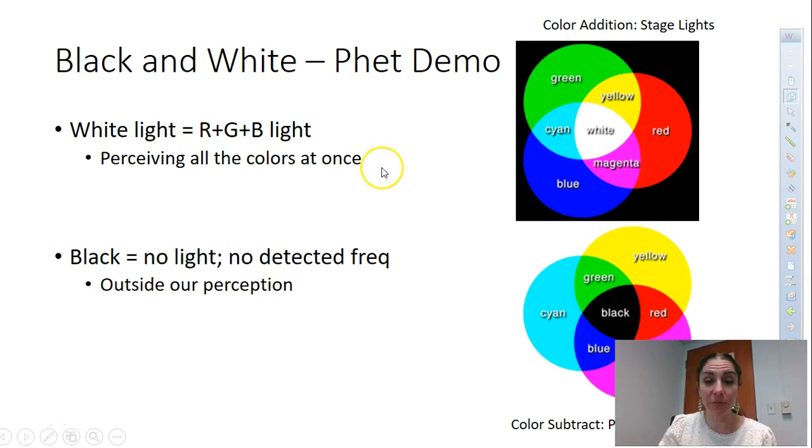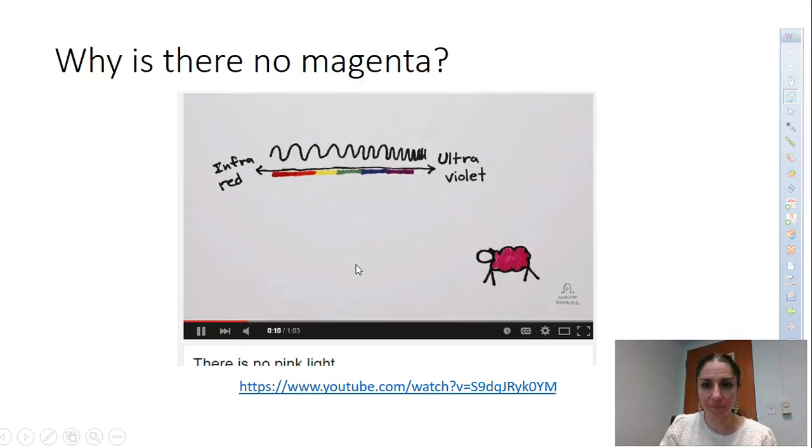So what happens is we have cones in our eyes, and they're all being active at once. And then black is when the cones do not understand what we're seeing. It doesn't register that detection. So that's what black light is.